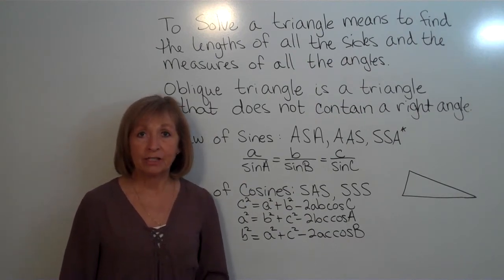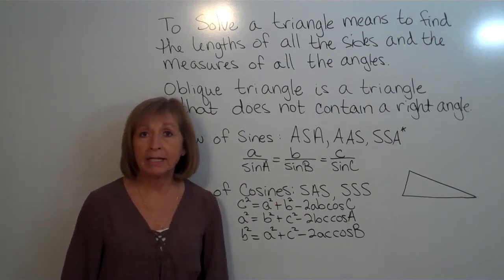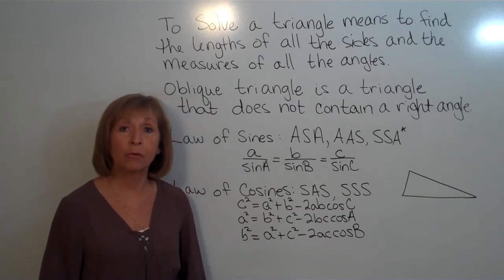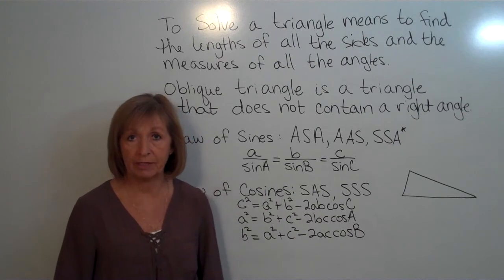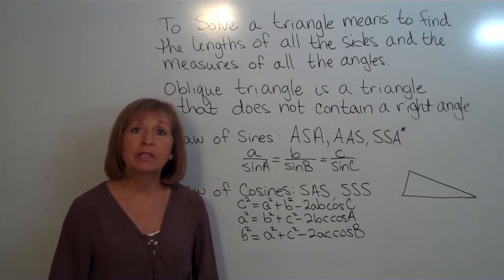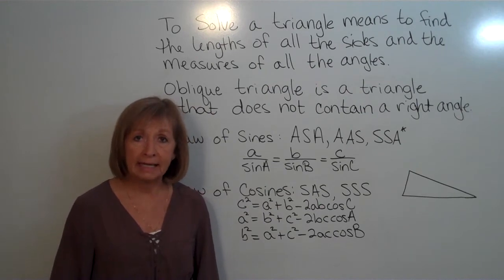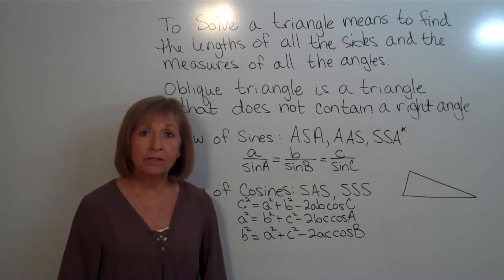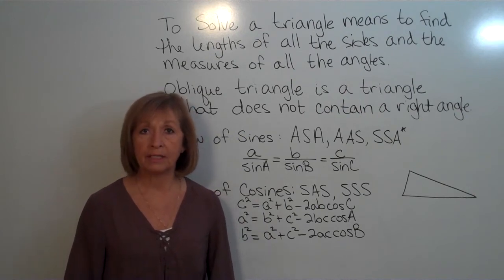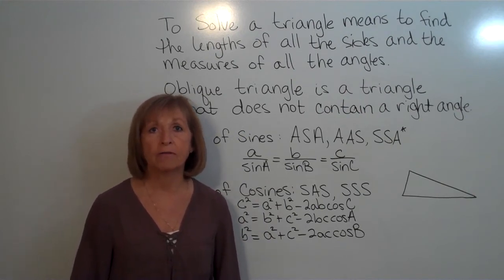Oftentimes in real life applications, we don't have right triangles in this situation, nor can we put in auxiliary lines to form right triangles with whatever information that we're given. If we have triangles that don't have a right angle in them, there are still trig identities and trig formulas that we can use that will help us solve those application problems.